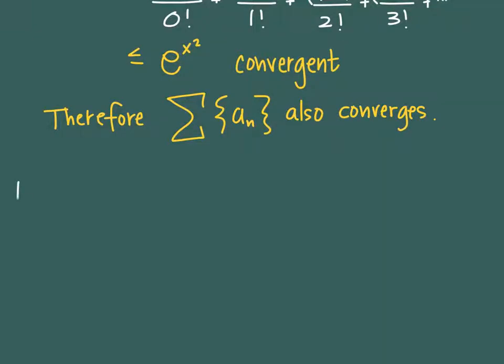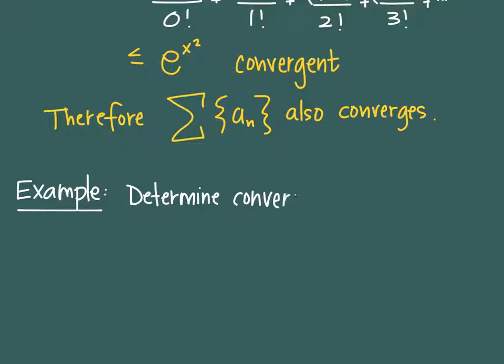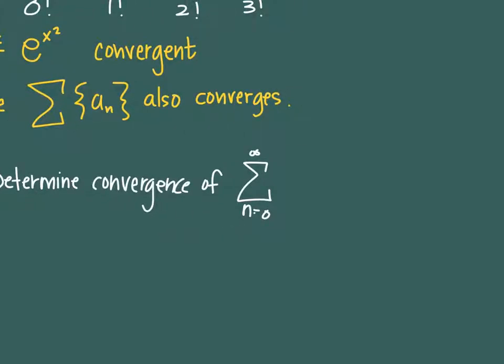All right, let's try another one. All right, determine the convergence of the sum from n equals 0 to infinity of sine of x to the n over n factorial.